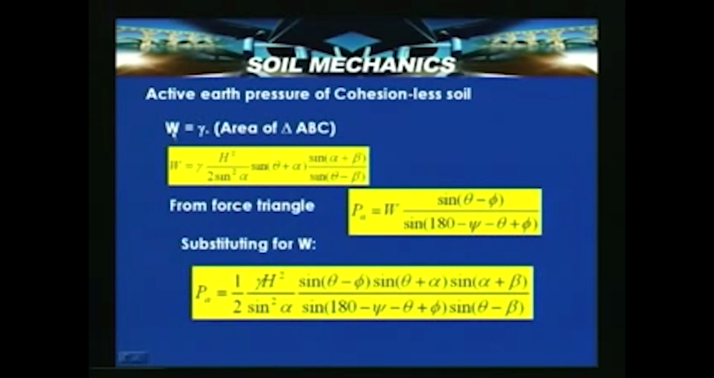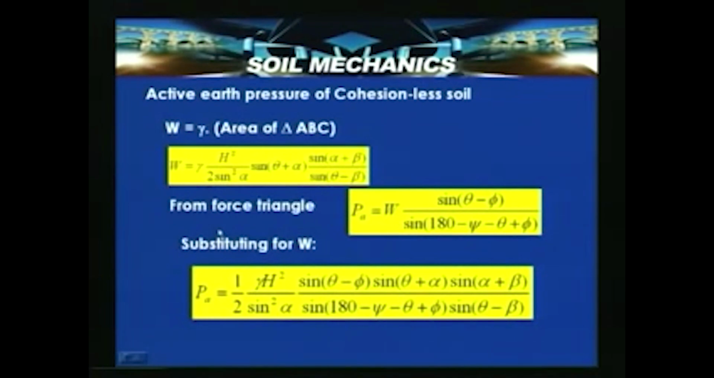That can be given by W is equal to gamma into the area of ABC into 1 meter, that is, per meter length of the wedge. So, this can be written as W is equal to gamma into h square by 2 sine square alpha into sine theta plus alpha into sine alpha plus beta divided by sine theta minus beta. So, this is one expression we have.